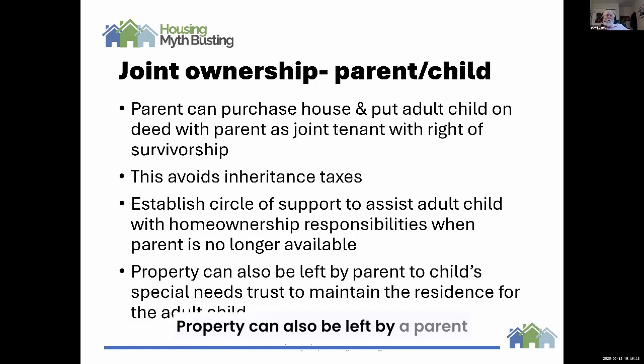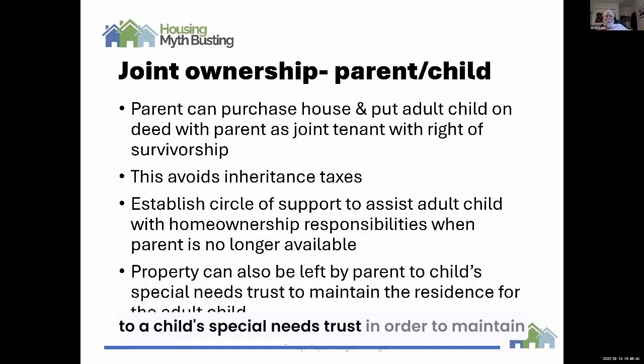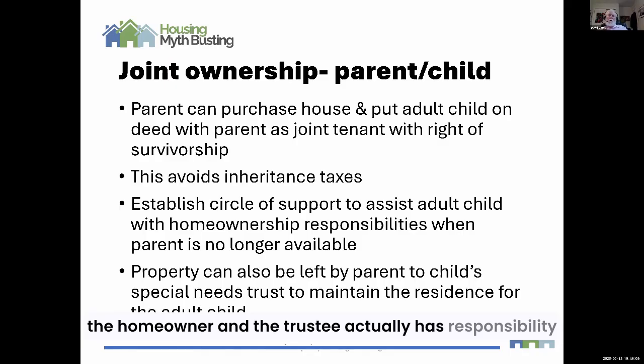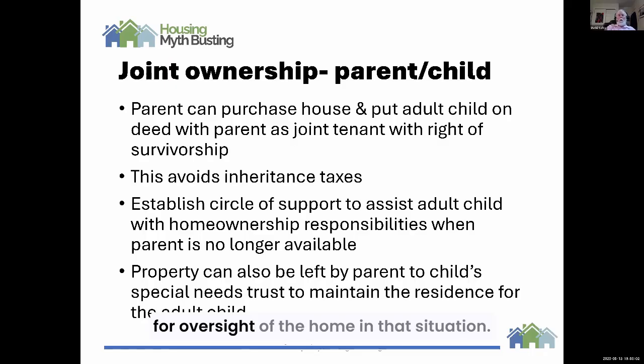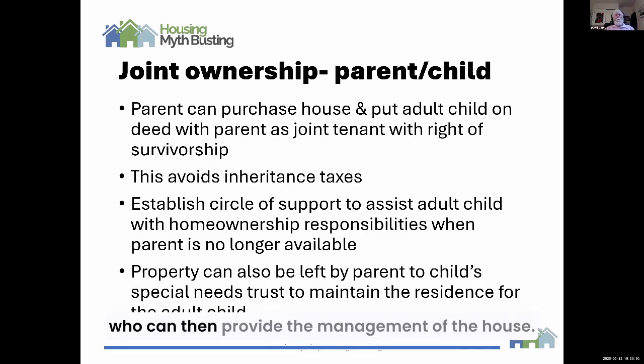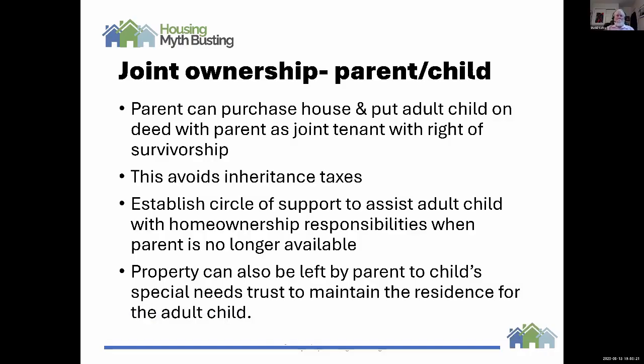Property can also be left by a parent to a child's special needs trust in order to maintain the residence for the adult child. Now, the adult child is not the homeowner. The trust is the homeowner, and the trustee actually has responsibility for oversight of the home. In that situation, hopefully, if there's enough money in the special needs trust, the trustee can hire an outside party who can then provide the management of the house.